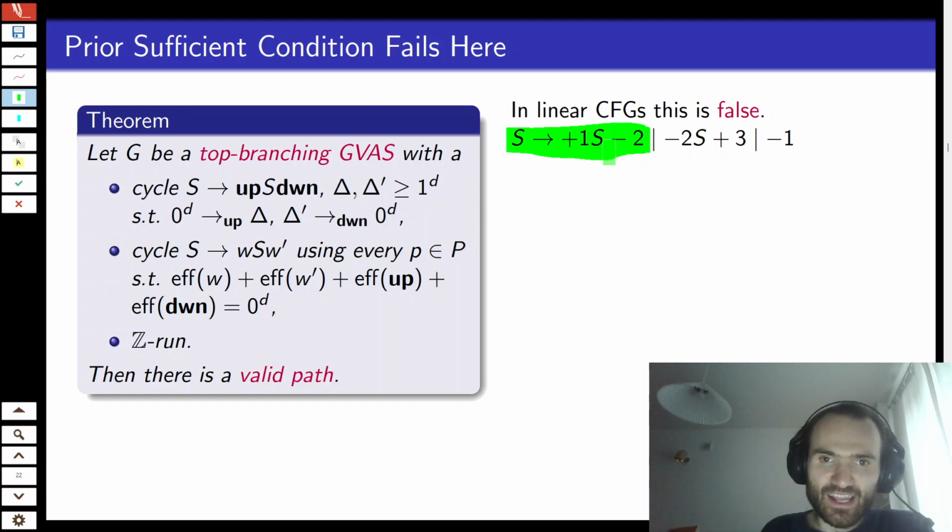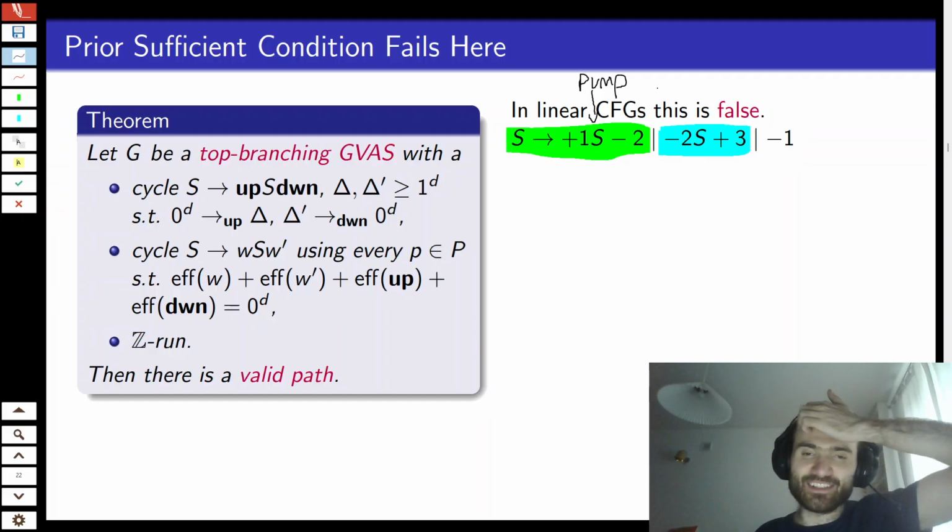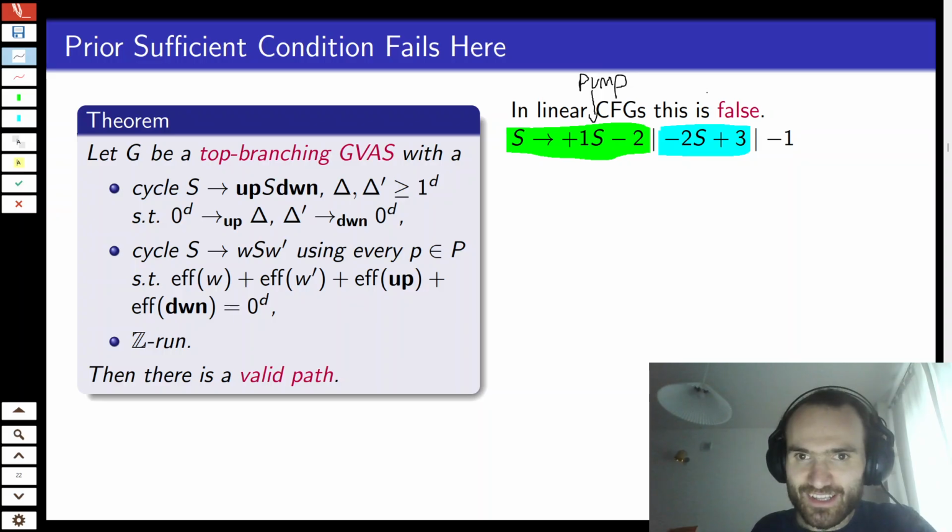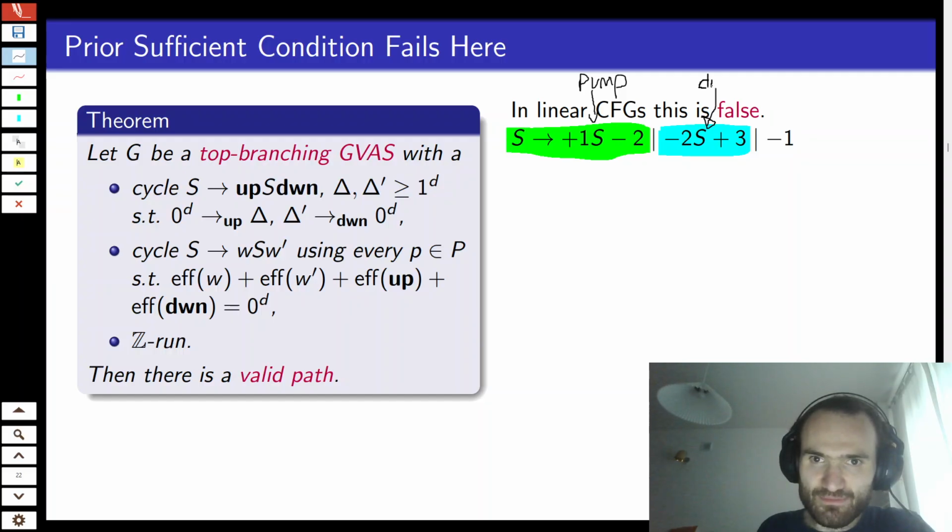S goes to plus 1, S minus 2, and S goes to minus 2, S plus 3. First of all, let's check that this condition is true here. Well, this is a stereotypical pump. It could not be much clearer that this is a pump no matter what I do. This is the most basic pump you could have. And here, what do you have? Well, this is a difference cycle, I claim.